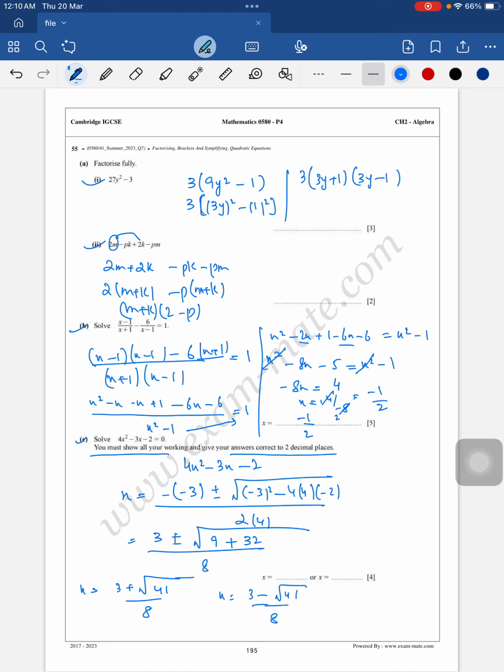We can use a calculator to find the exact value. 3 plus root 41 divided by 8 is 1.175, and since we need two decimal places, that is 1.18, right? And the second one is 3 minus root 41 divided by 8, so we have minus 0.43.